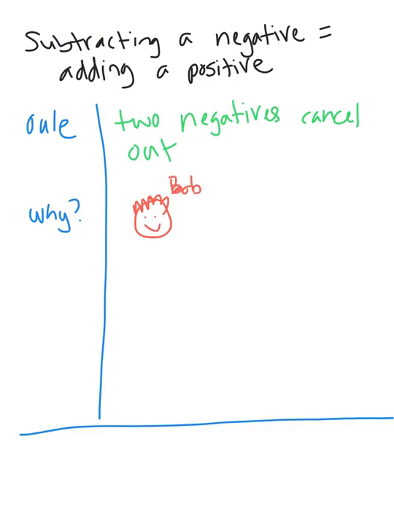So pretend I have a friend named Bob, and he has no money and he owes his friend $3. So he has less than $0. He has negative $3. He doesn't have any money for himself and he has to owe his friend $3. So he has negative $3.